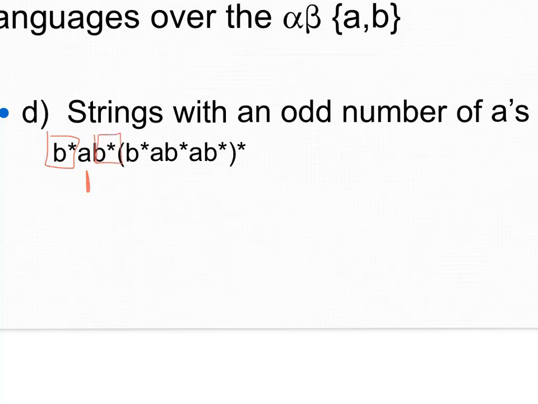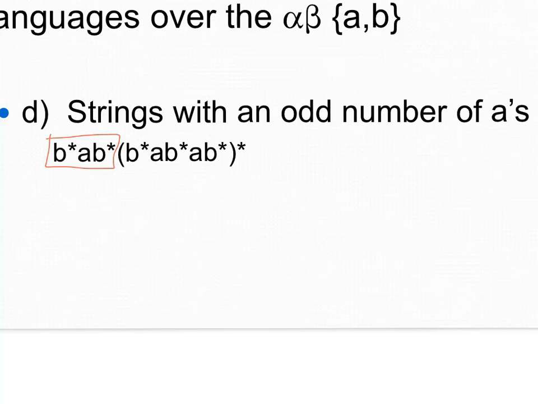So right now, if I just look at this first piece here, I've got all strings that have 1 A in them, right? And they could have 0 or more B's, and the B's can be in front and the B's can be behind. So I start out with a single A.